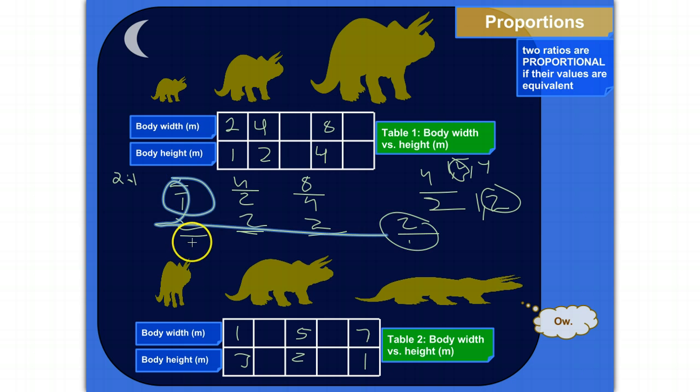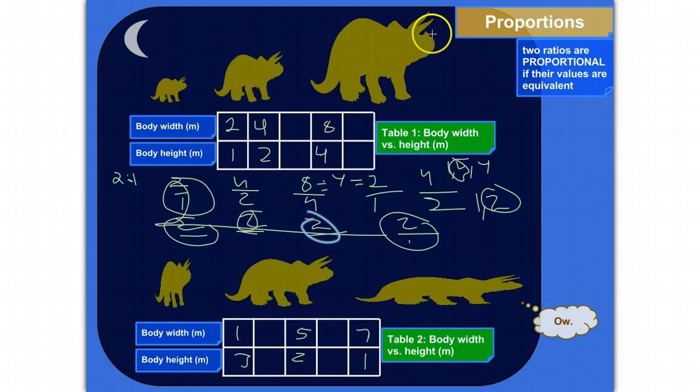If I simplify this one too, the greatest common factor of 8 and 4 is 4. So if I divide 8 by 4, I get 2. And if I divide 4 by 4, I get 1. So they all reduced down to the same ratio, 2 over 1. Or if you want to just get the decimal equivalent of the fractions, you just divide the top by the bottom and see what value you get: 2, 2, and 2. Okay, so these are proportional.